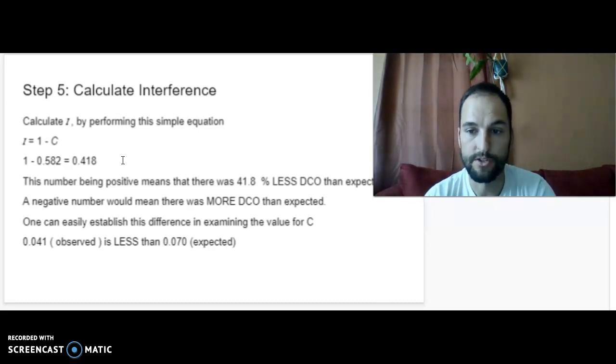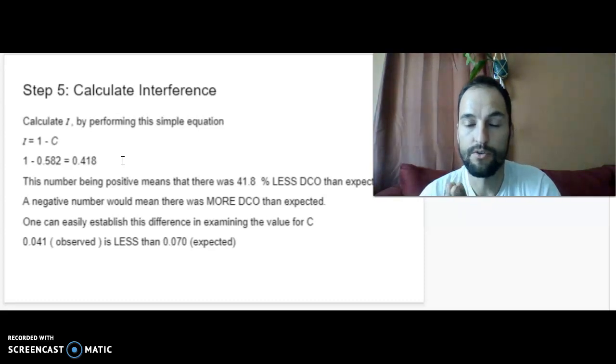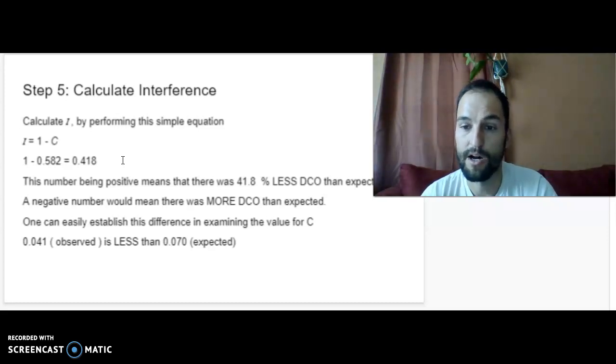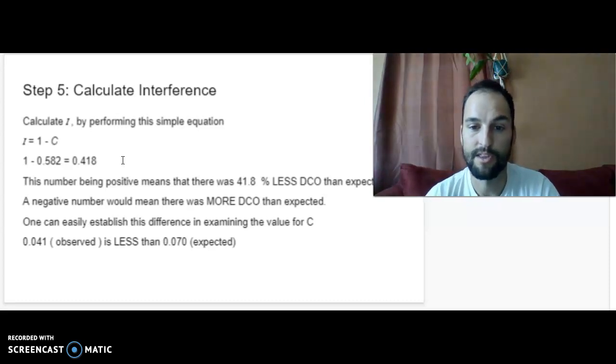So how do we interpret this information? What that basically helps us do is formulate a sentence. First of all, it's a positive number. It may be positive or it may be negative. This number being positive means that there's 41.8% less double crossover than expected. A negative number would mean that there was more double crossover than expected.